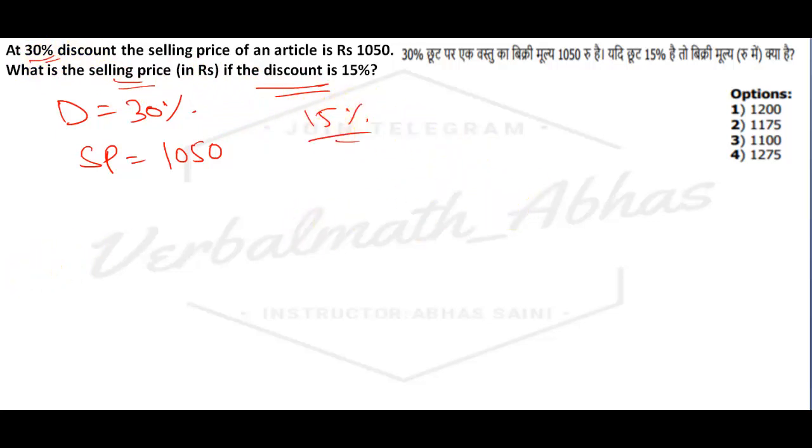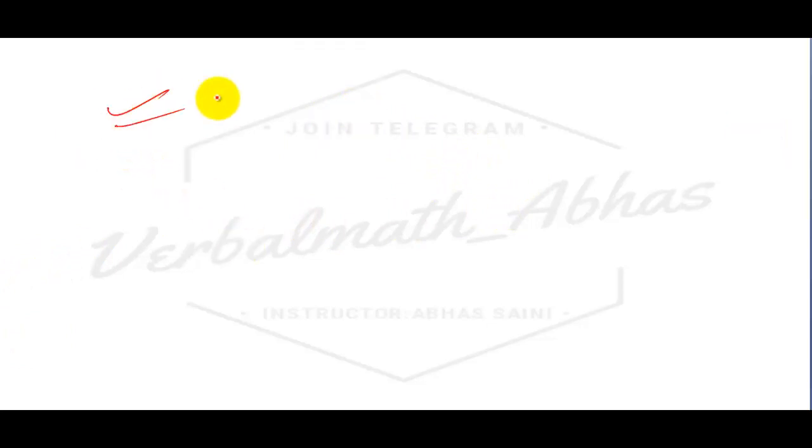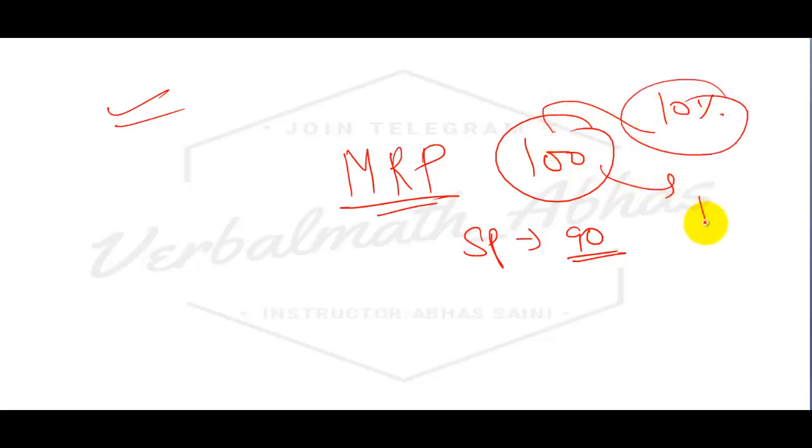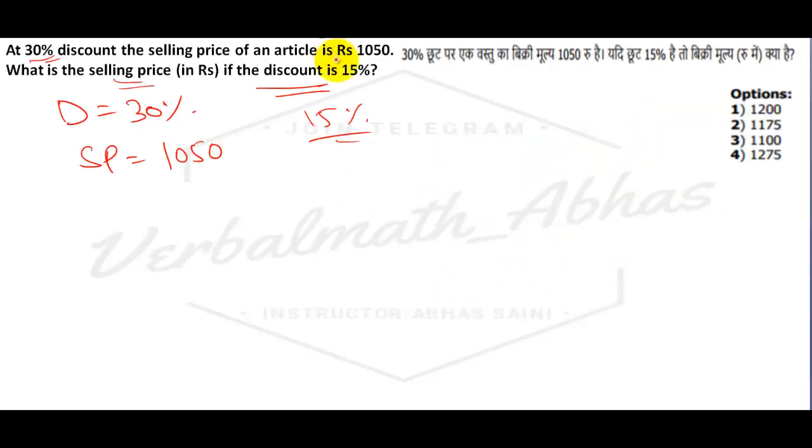Let me tell you one thing first of all. This is your rough sheet. See, if there is a markup price, let's say 100 is your markup price, and if I give you a discount of 10%, the selling price will be 90 only. And if I change that discount to 15%, then the selling price will be 85. So if I increase the discount, the selling price will decrease. Now come to the question. In this case we are decreasing the discount. If we are decreasing the discount, the answer will be greater than 1050.